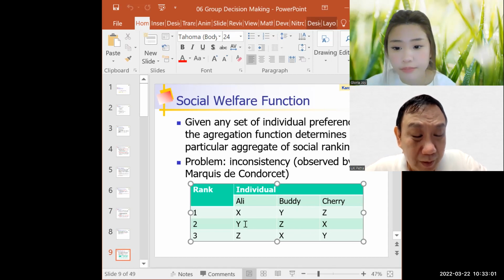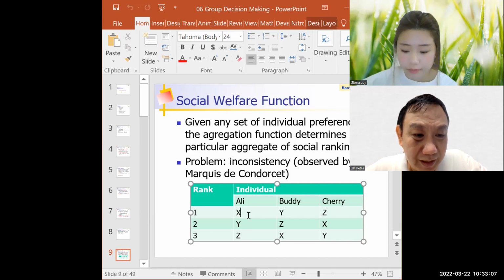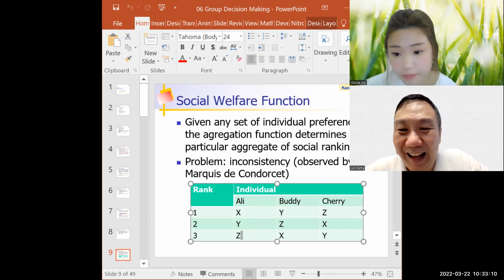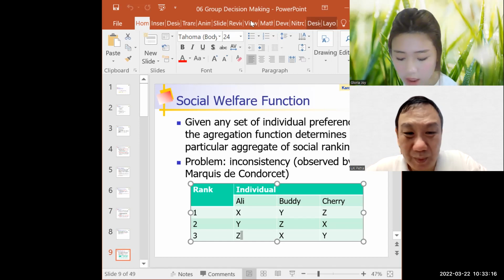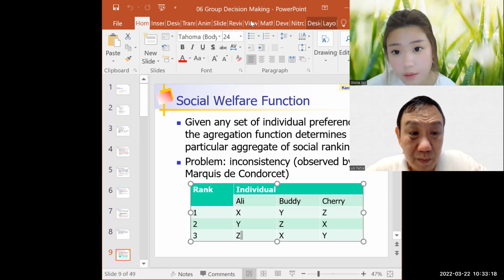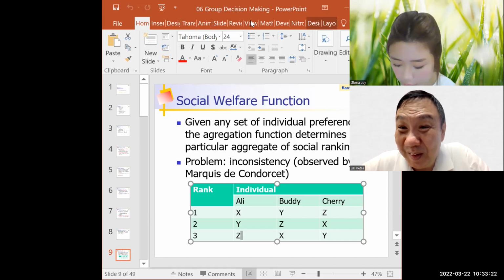How about this one? We already compared X and Y, and then Y and Z. How about X and Z? Between X and Z, which one? Z. Oh, then it's inconsistent, isn't it?